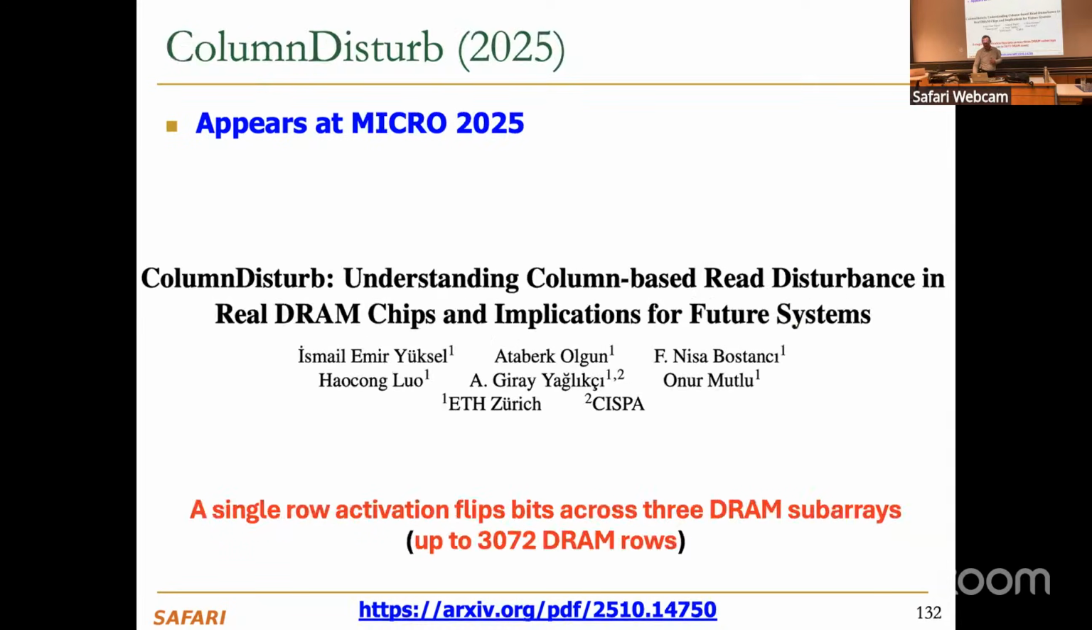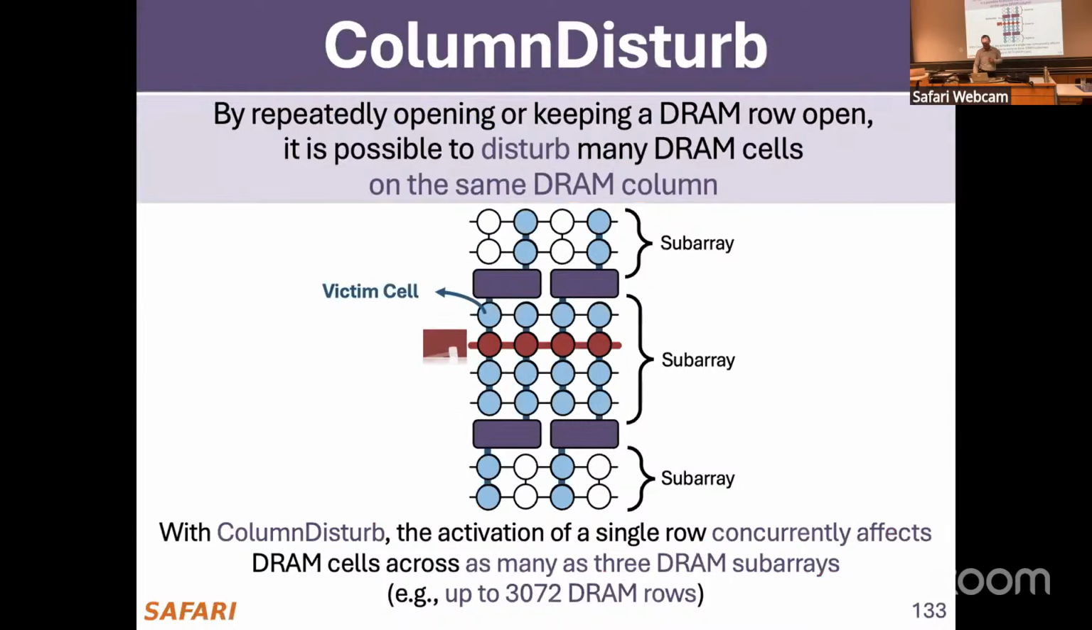Probably not. Okay, more recently, Ismail has shown that there's actually an even worse vulnerability, column disturb, where a single row activation causes bit flips across thousands of DRAM rows, so across 3 DRAM subarrays. I think this paper may be presented again, so I will not go into a lot of detail. But the idea here in one slide is that by repeatedly opening or keeping a DRAM row open, it's possible to disturb many DRAM cells on the same DRAM column. So you're basically hammering this row. RowHammer says basically adjacent rows will be affected. We know that, that's RowHammer.